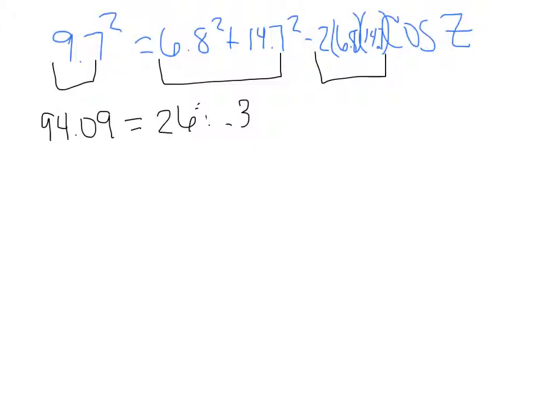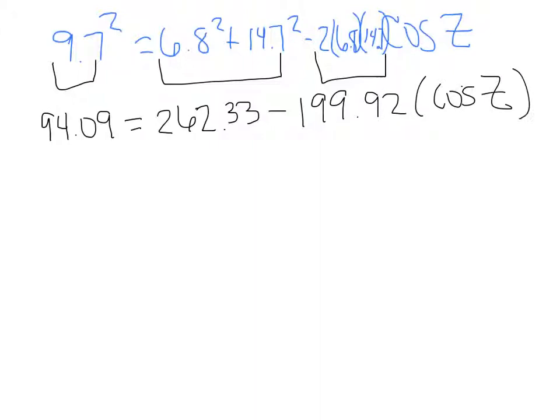I also have the world's smallest eraser selected. 262.33 minus 2 times 6.8 times 14.7 is 199.92, and then I still have this cosine of z character over here.